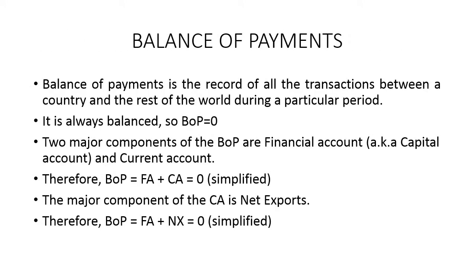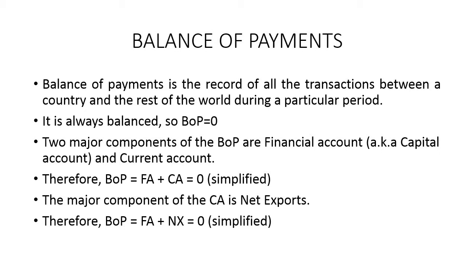Balance of payments stands for the record of all the transactions between a country and the rest of the world during a particular period. It is always balanced by default, so the value of balance of payments is always equal to 0. And two major components of the balance of payments are financial account, also known as capital account, which is a bit obsolete name, and current account. So therefore, balance of payments is equal to financial account plus current account.